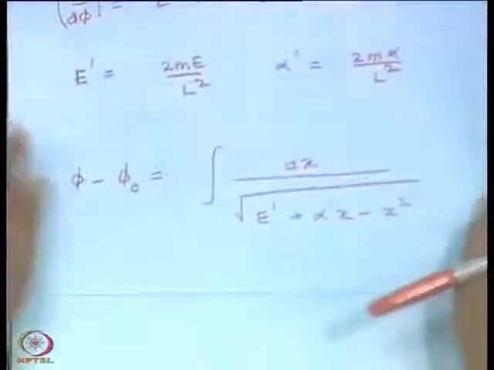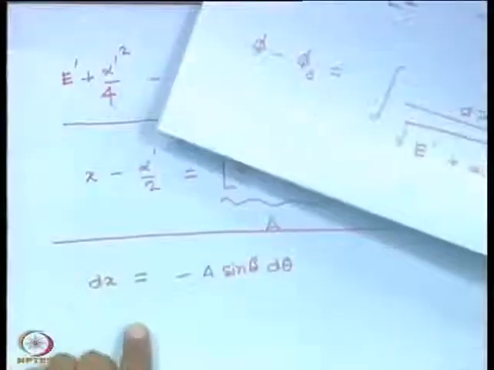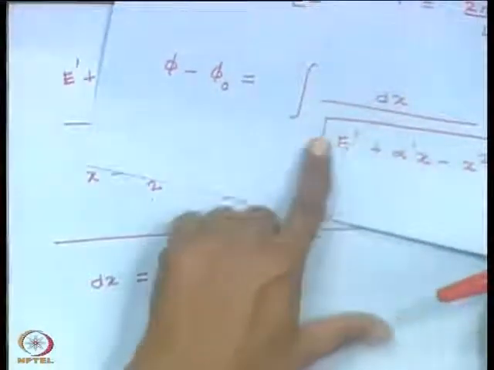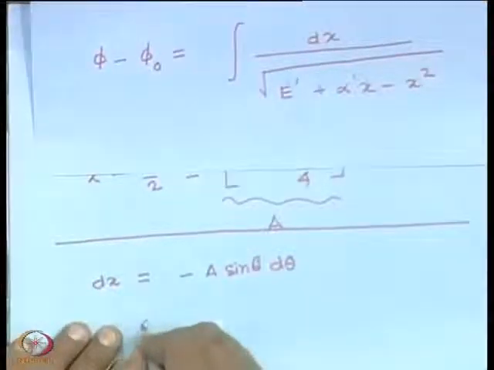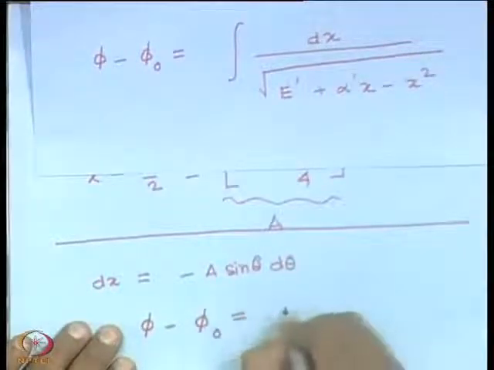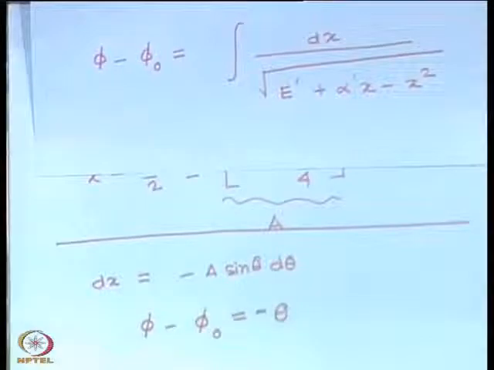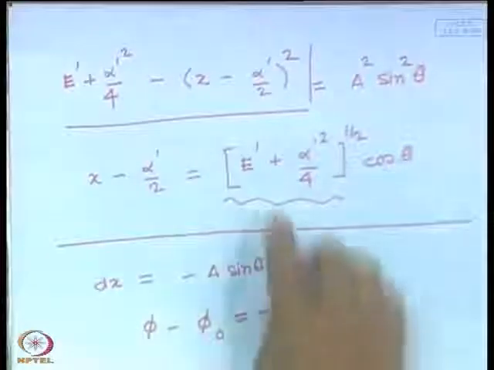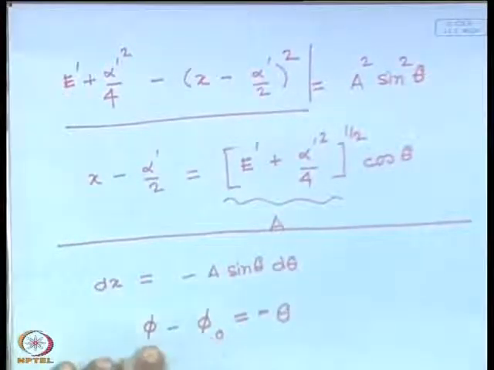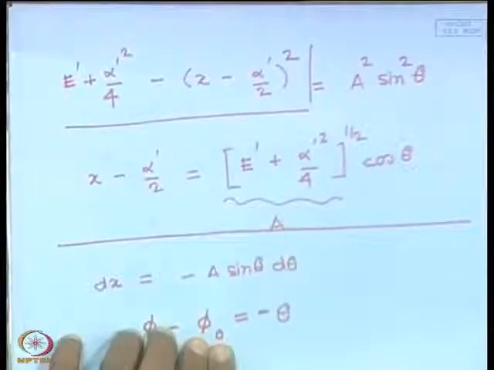So now we can go back to this integral. Phi minus phi naught is equal to, dx will be minus A sin theta d theta, and this whole term in the denominator will become A sin theta. So A sin theta will cancel out, and what we are left with is that phi minus phi naught is equal to minus theta. That's all. Right, the integration is done, and we can put back this now over here. Phi naught is an arbitrary constant. It essentially tells us what is the value of r when phi is equal to 0. It tells us where the origin of phi is. So we will choose phi naught to be 0.